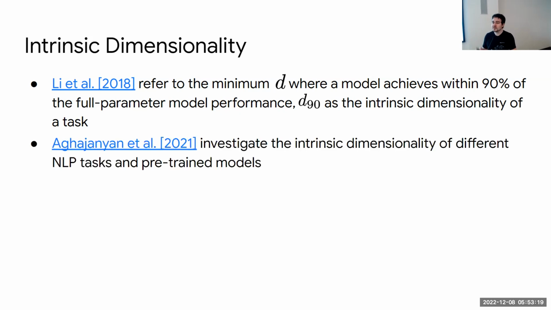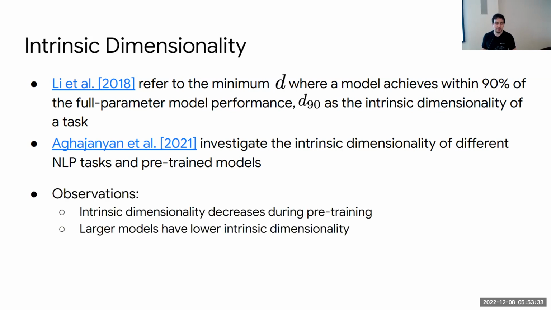They looked at a couple of different tasks in computer vision. But for our purposes, it's more interesting to look at a recent paper that used the same formulation, but looked at pre-trained models across a variety of different NLP tasks. The main high-level observation that they made is that, if you look at the intrinsic dimensionality of these models over the course of pre-training, models actually implicitly minimize this intrinsic dimensionality over the course of pre-training.